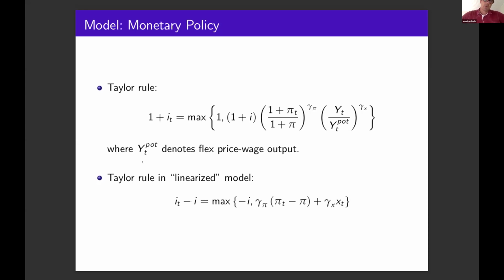In the linearized model, we instead write the Taylor rule as a simple linearized rule, and there the zero lower bound that we impose would mean that you can go to minus i. And then you have responding to inflation deviation from the target and the output gap. So in logs, x_t is log y_t minus y_t potential.